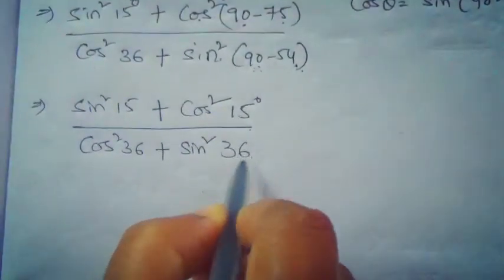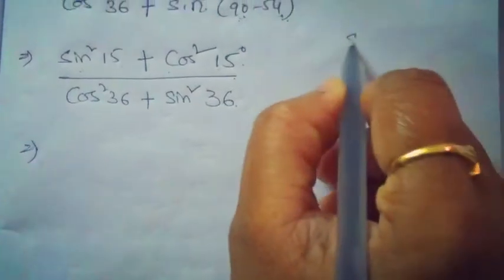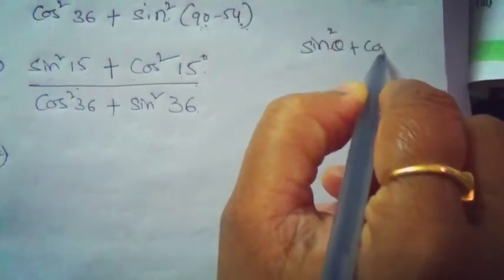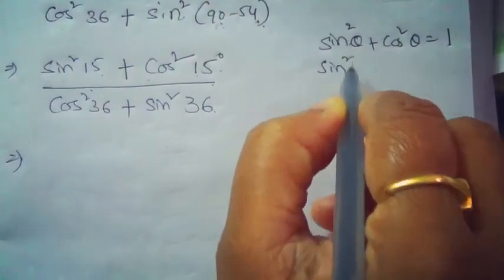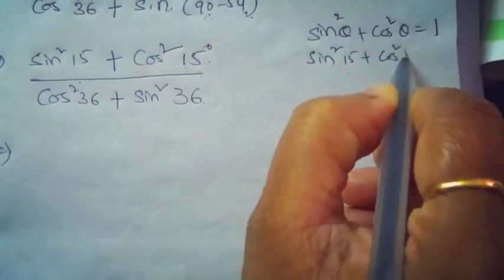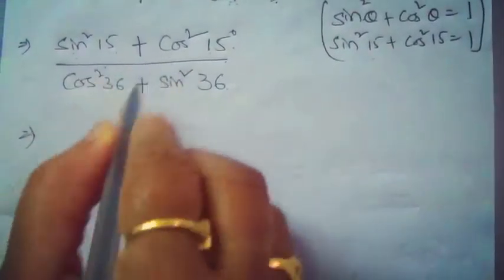Look at here, sine square 15 plus cos square 15. Already we know that the identity is there, sine square theta plus cos square theta is equal to 1. So whatever is in the place of theta, sine square 15 plus cos square 15 is equal to 1. That's it, I am substituting this one. So the value of this one is 1.